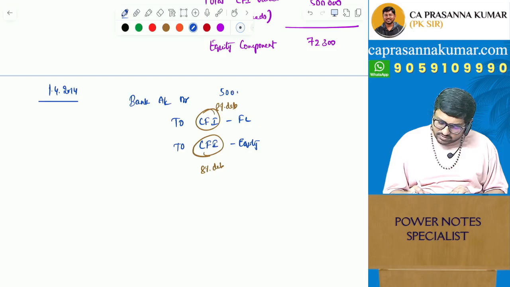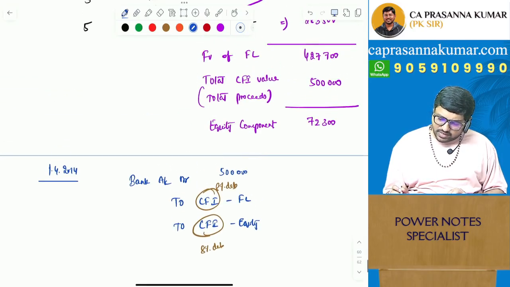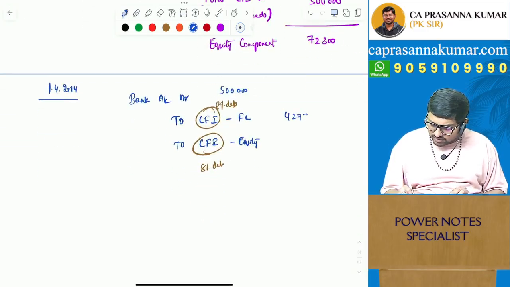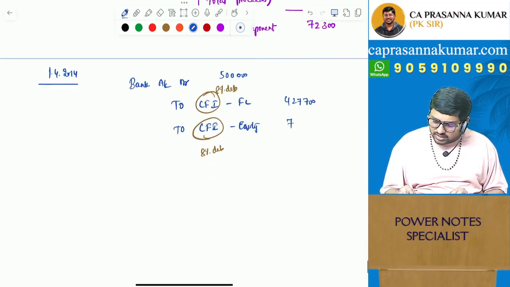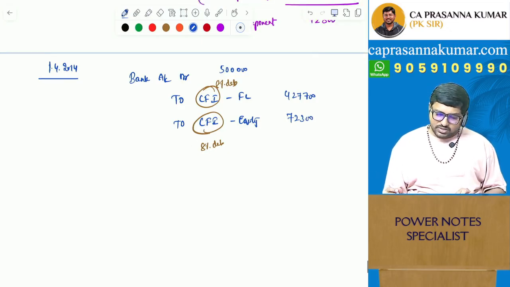Now, bank account debit, it will be how much? 5 lakhs, because 5 lakhs is the money that you have received. And the 8% debentures financial liability value is how much? 4,27,700, and equity value is 72,300. That's it. Are we done with this?